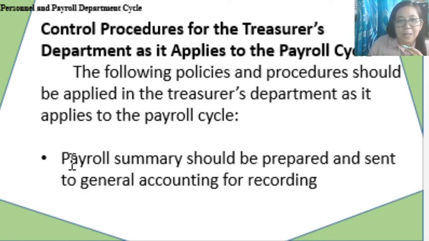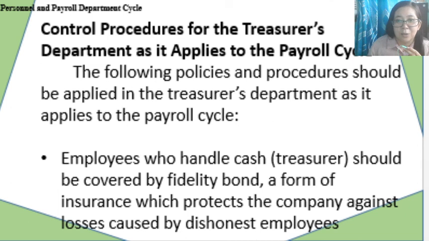Okay, another is that a payroll summary should also be prepared, and this document will be sent to the general accounting for recording. Normally this is from the HR and personnel department, as mentioned before in our previous video lecture, where they prepare the payroll register and summary. So this will be the basis for the accounting for the record of such transaction.